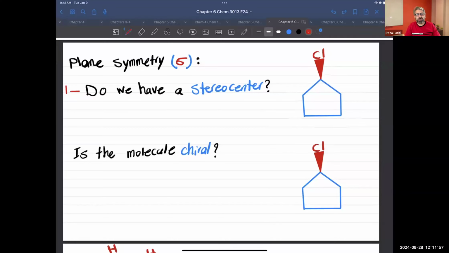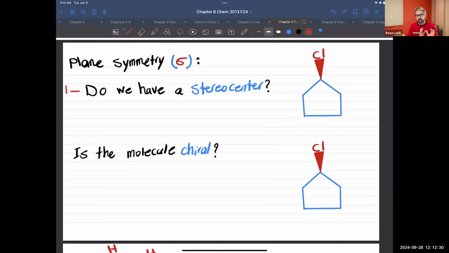Welcome back to another lecture from organic chemistry. Until now, we know that whenever we have a carbon with 4 different substituents, that carbon will be a stereocenter. And if there is a stereocenter, there is a chance that our molecule might be chiral. Sometimes we have molecules that do not have a stereocenter, but still they are chiral, and we will talk about them at the end of this chapter.